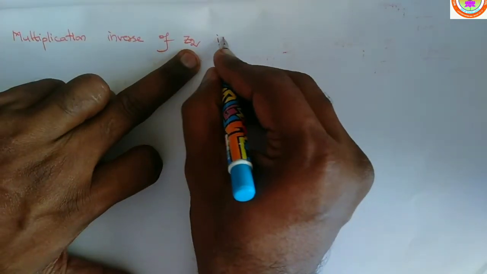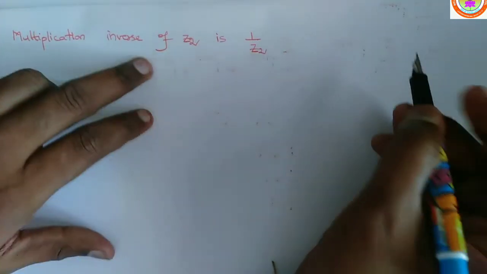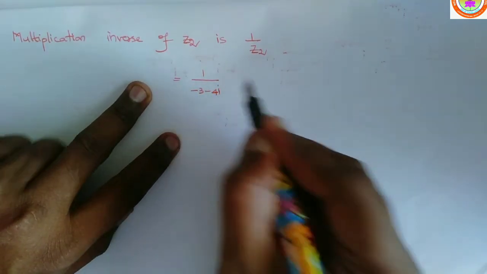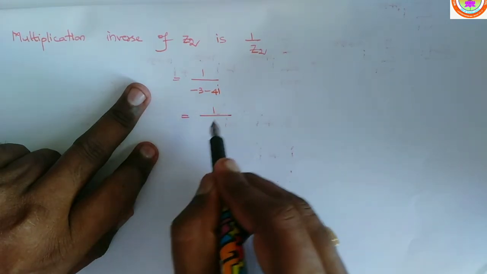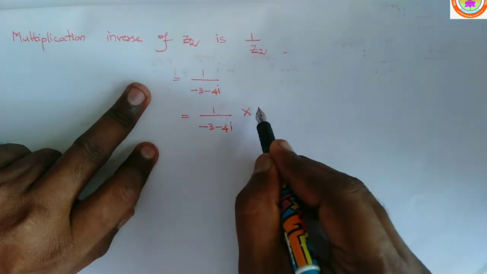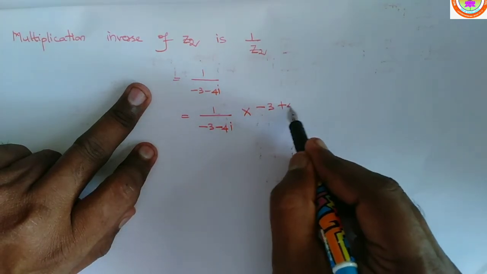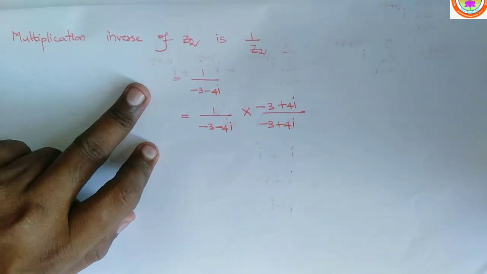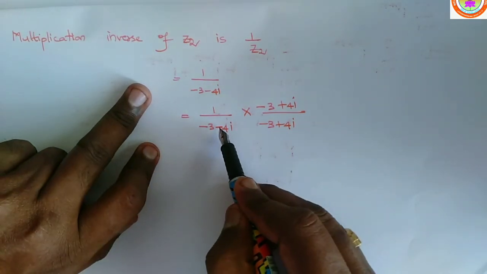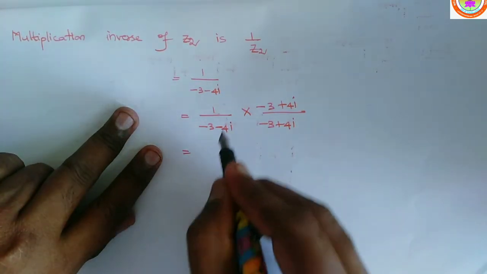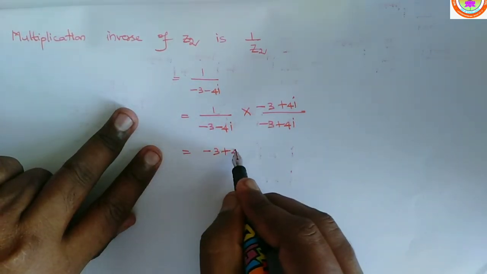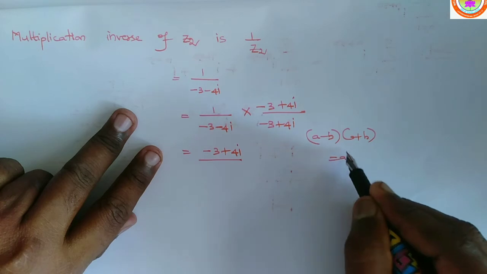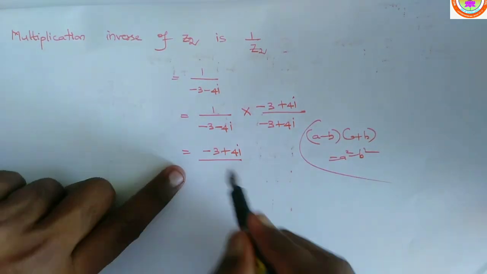Next, multiplicative inverse of z2 is 1 by z2. So 1 divided by z2, whose value is minus 3 minus 4i. You should not have a complex number in the denominator. So we conjugate: minus 3 minus 4i becomes minus 3 plus 4i. So 1 into minus 3 plus 4i. The same formula, a minus b, a plus b, which is a square minus b square, can be used here.